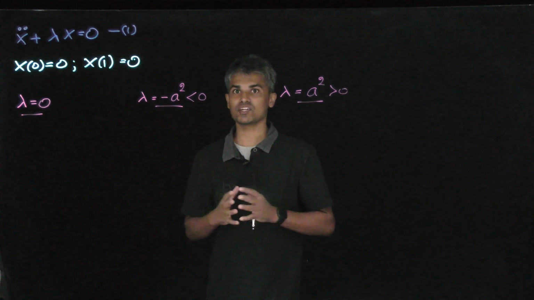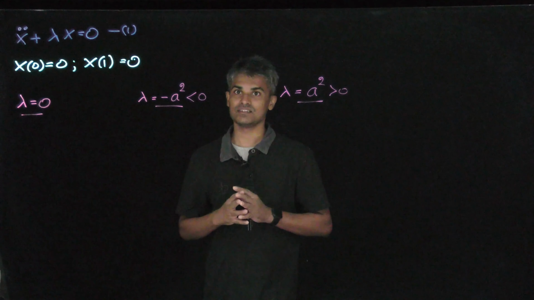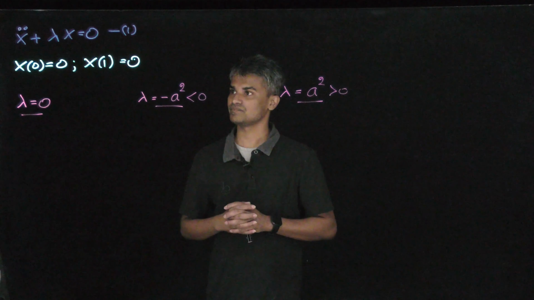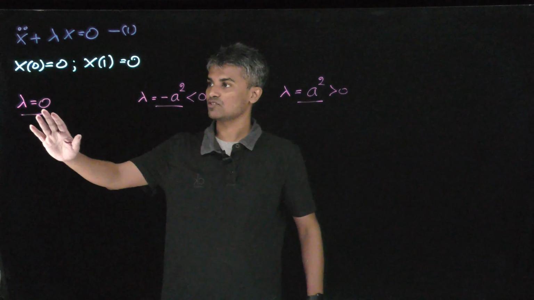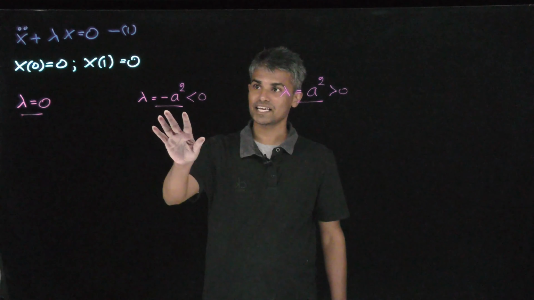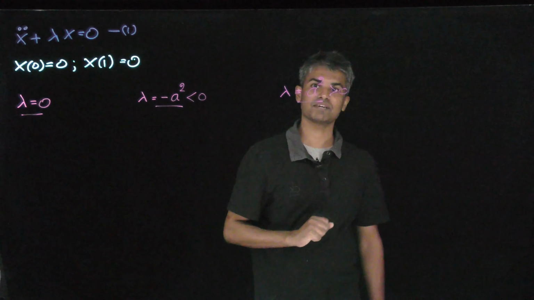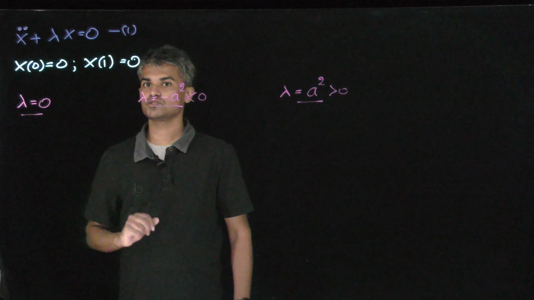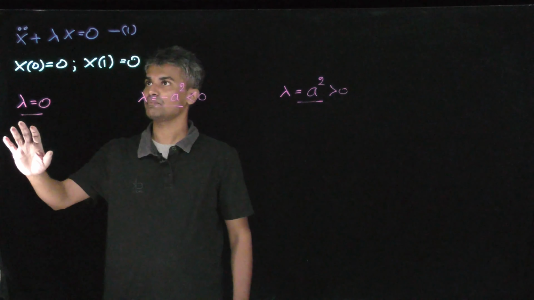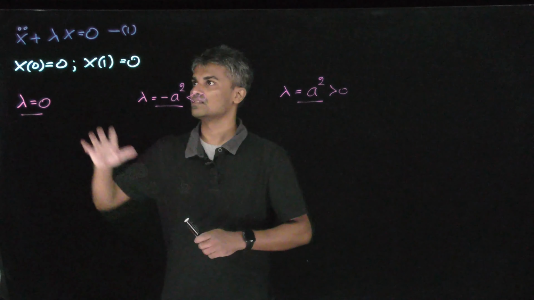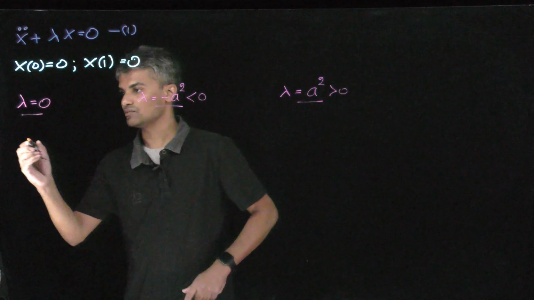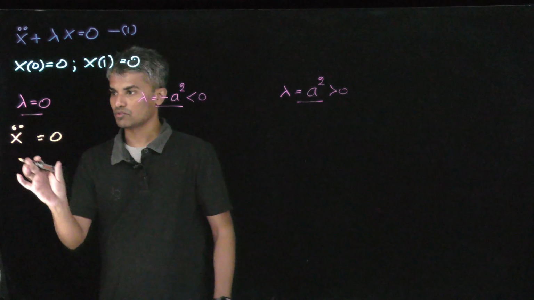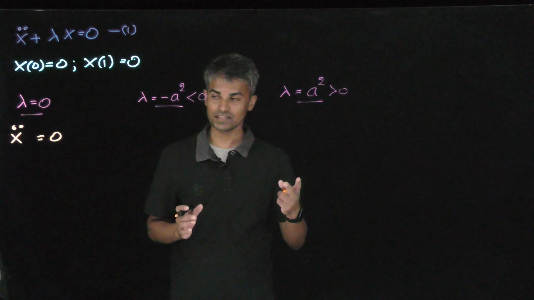Okay, so now we are going to consider the three possible values for our parameter lambda. We have lambda equals 0, or lambda can be a negative number, or lambda can be a positive number. Let's say lambda equals 0. If lambda equals 0, this differential equation becomes X double dot equals 0. Now to solve this, we just need to integrate twice.